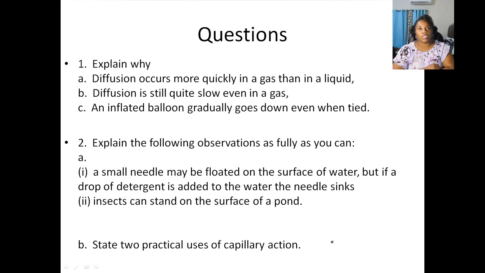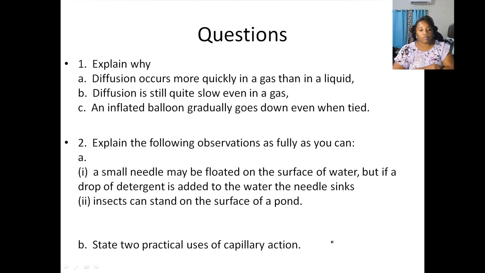Explain the following observations as fully as you can. A small needle may be floated on the surface of water, but if a drop of detergent is added to the water, the needle sinks. So what is happening? That goes right back to cohesion. The detergent is disrupting the cohesiveness between the molecules, which is basically the hydrogen bonding. Once that disruption has been put in place, the needle will no longer have the ability to float on the surface, because remember the needle was floating due to the hydrogen bonds.